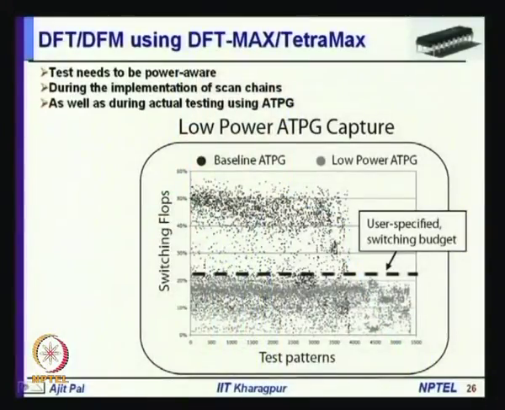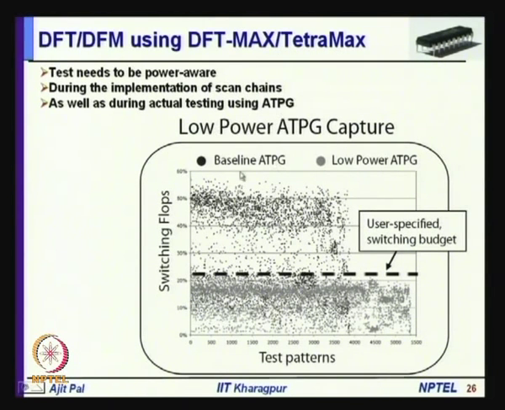So, at the testing time you have to develop techniques such that these artificial failures can be avoided. So, that is what is done with the help of this tool. So, during actual testing with the help of ATPG, you can say this line is a user specified switching budget. That means, at the time of testing or use, it should not exceed this line. So, if you do not use the automated CAD tool that I mentioned, that is your DFT DFM using DFT Max Tetra Max.